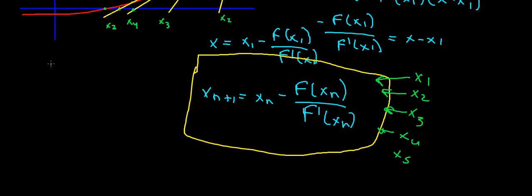I have a function, I find its derivative, then I make a guess at an x, and then I use this formula, and then I do as many iterations as I believe is necessary in order for me to get an answer with sufficient accuracy.